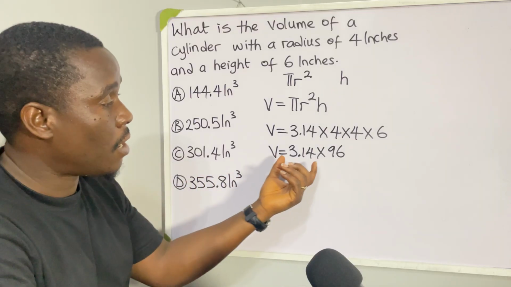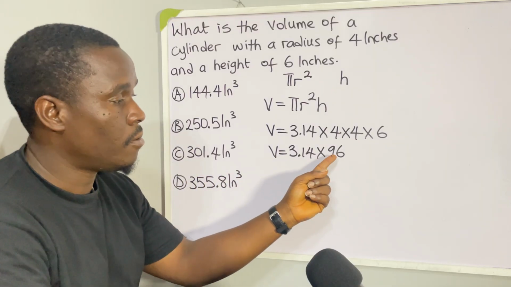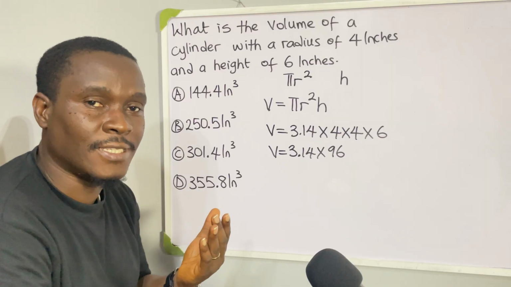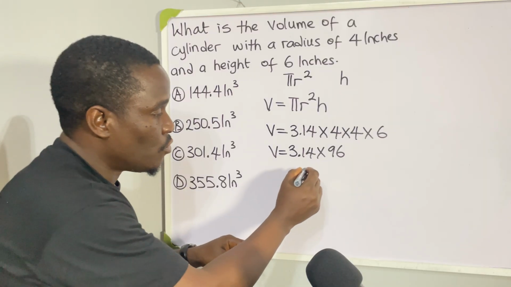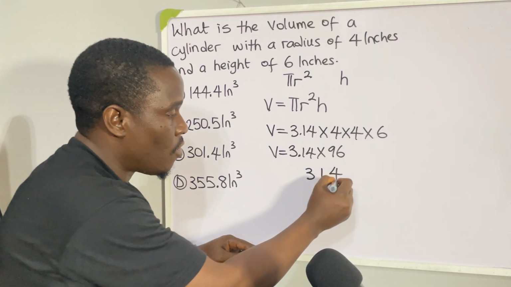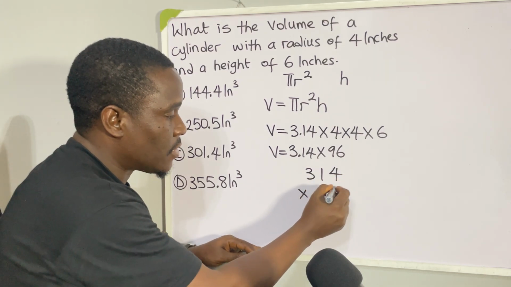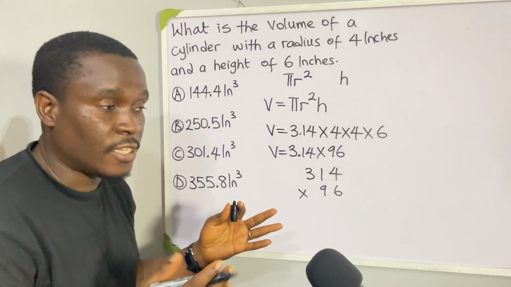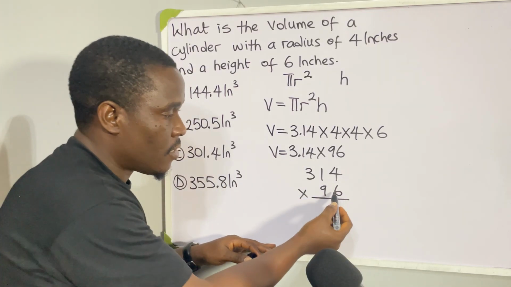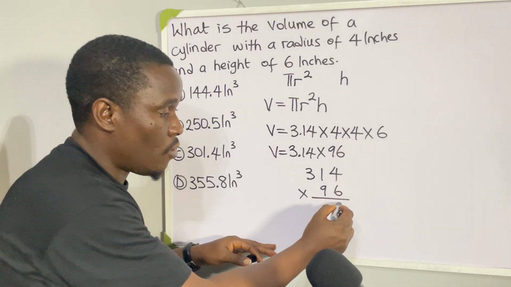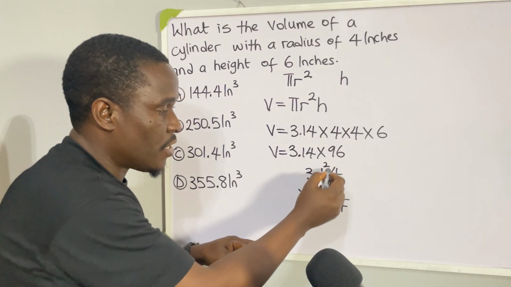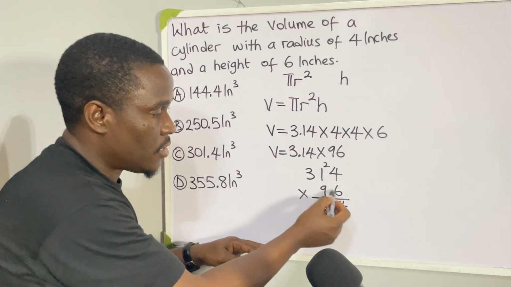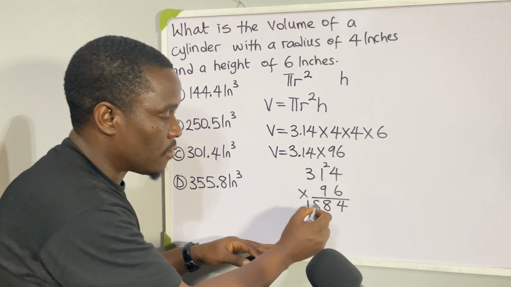So how do we go about multiplying this decimal by this whole number? Whenever you're multiplying a decimal, assume that there is no decimal. So we are simply going to do 314 multiplied by 96. Although we have a decimal here, we just assume that there is no decimal. So let's go ahead to multiply. 6 times 4 is 24, so we have 4. We bring 2 here. 6 times 1 is 6 plus 2 is 8. 6 times 3 is 18.